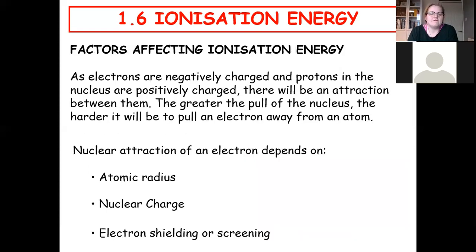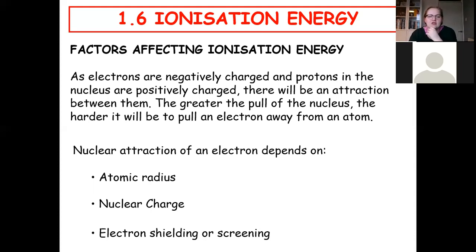So we have lots of things that affect ionisation energy. We've slightly mentioned them, but not in lots of detail. What we're going to look at now in particular: because our electrons are negatively charged and our protons are positively charged, we have this attraction between them. We have this attraction of the 2 opposite charges wanting to pull together. So the greater the pull of the nucleus, the harder it is to pull an electron away from an atom. This is why, as we go through the successive ionisation energies, it becomes harder to remove an electron each time, because the positive charge is becoming larger, it's becoming stronger.